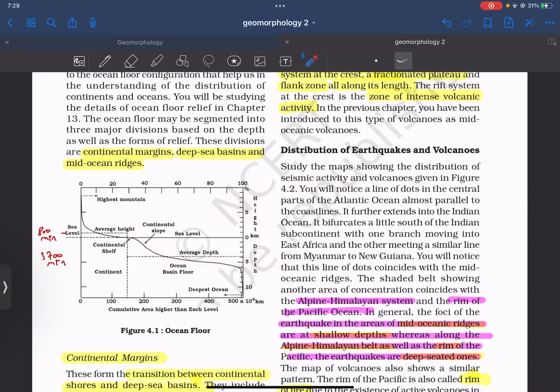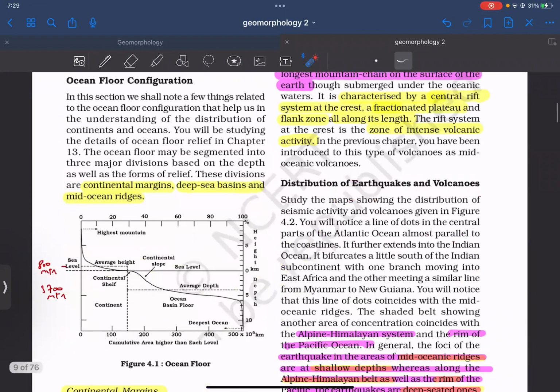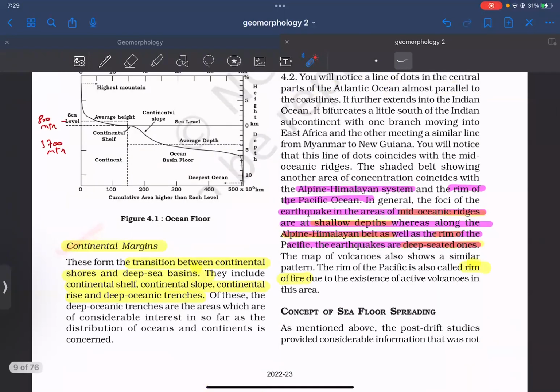In the case of land, the average height is around 800 meters. In the case of water, the average depth is around 3,700 meters. Just keep this in mind. Continental margins, we'll see in the oceanography topic also. These are the transition zone between continental shores, the beach area, and deep sea basins. Continental margins consist of shelf, slope, continental rise, and deep ocean trenches.